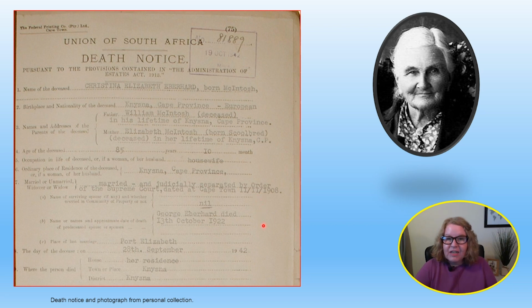We get a little bit of information about her spouse, or her ex-husband in this case, that his name was George Eberhard, and that he had died previously to her. He died on the 13th of October 1922. Again, look at that information. If we're going to go and search for records on George Eberhard to try to find his death notice, we have a date of death there. We have the place of their marriage, which was Port Elizabeth, and then right underneath that, the day that Christina died, which was the 28th of September 1942, and that she died in her usual place of residence, which was Knysna.